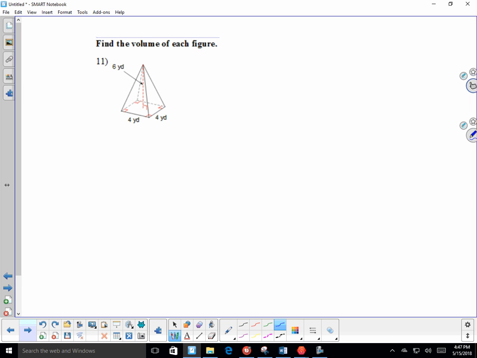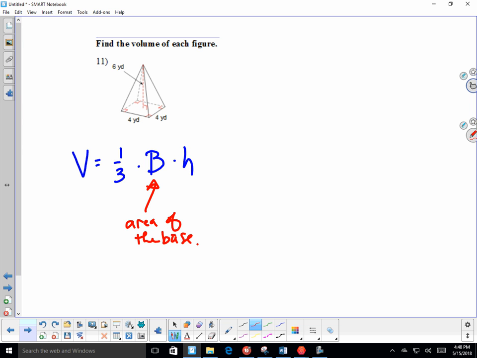Well, this is a pyramid with a square base, and our formula for the volume of the pyramid is 1/3 times the area of the base times the height. So when you see this capital B here, that means the area of the base. In this case, our base is just a square that has side lengths of 4. So the area of the base turns out to be 4 squared, which is just equal to 16.